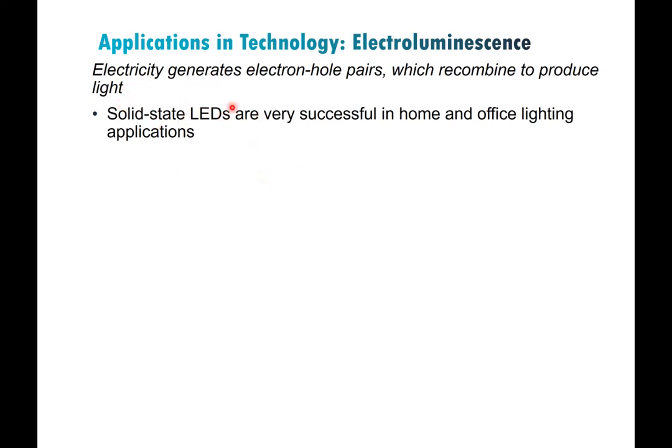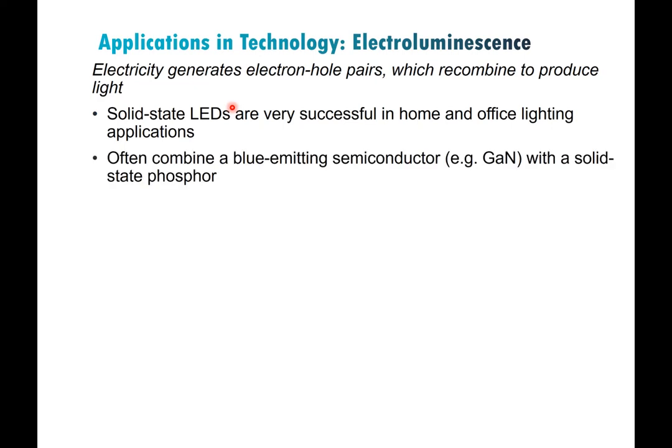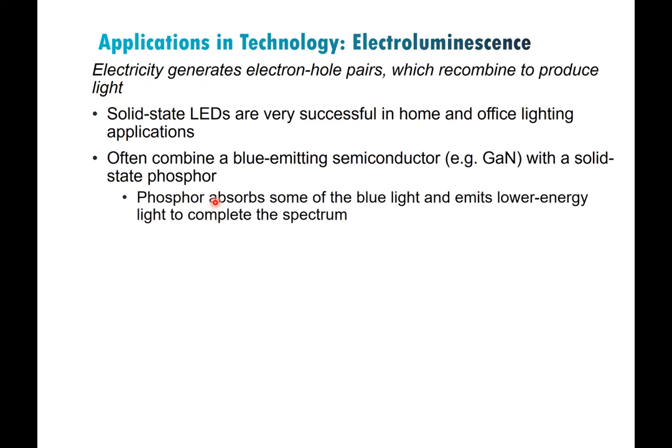They're based on solid state materials, as the name suggests. And the way that they work is they usually have a blue emitting semiconductor. So it'll be something like gallium nitride, which is electroluminescent in the blue region. But then to produce the rest of the spectrum, they would coat that with a solid state phosphor that has broad emission over a larger part of the visible spectrum. So the phosphor that's coated on the blue emitting component will absorb some of that blue light energy and then re-emit it as lower energy light.